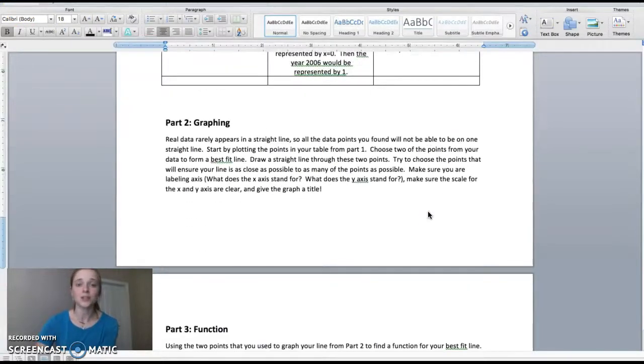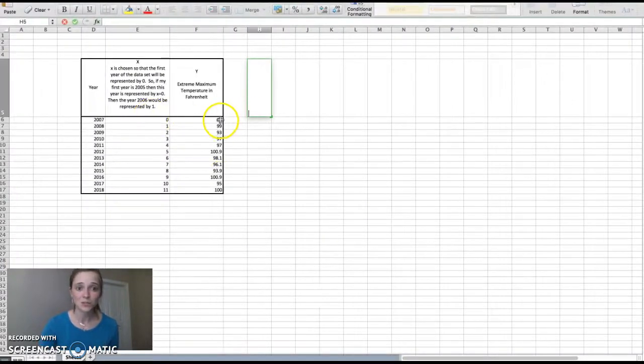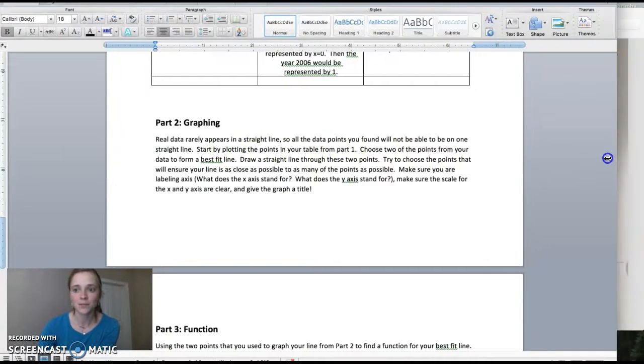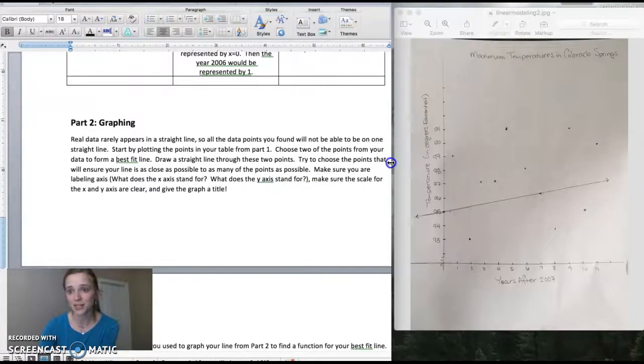But the second part here is graphing, and you can go ahead and make your graph in Excel if you want to, or you can draw it with just pencil and paper. Your data points are not going to form a straight line. They're going to be kind of all over the place. If you look at the numbers I ended up with, it goes from 95 to 99 to 93 to 97. That's not all increasing. It's kind of increasing then decreasing and just kind of sporadic. So I decided to go ahead and do mine paper and pencil because I had the time for it.